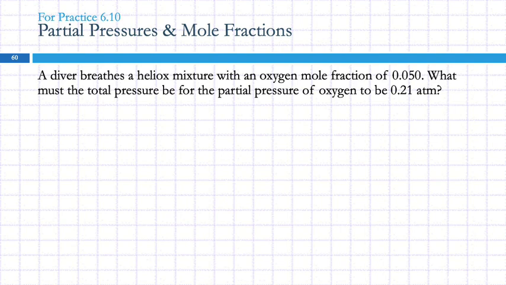So a diver breathes a heliox mixture with an oxygen mole fraction of 0.050. What must the total pressure be for the partial pressure of oxygen to be 0.21 atmospheres? So we're looking for the total pressure. So we talked about, I'm not going to say we learned, but we talked about an equation that relates these things. The partial pressure of oxygen is going to be equal to the mole fraction of oxygen times the total pressure.